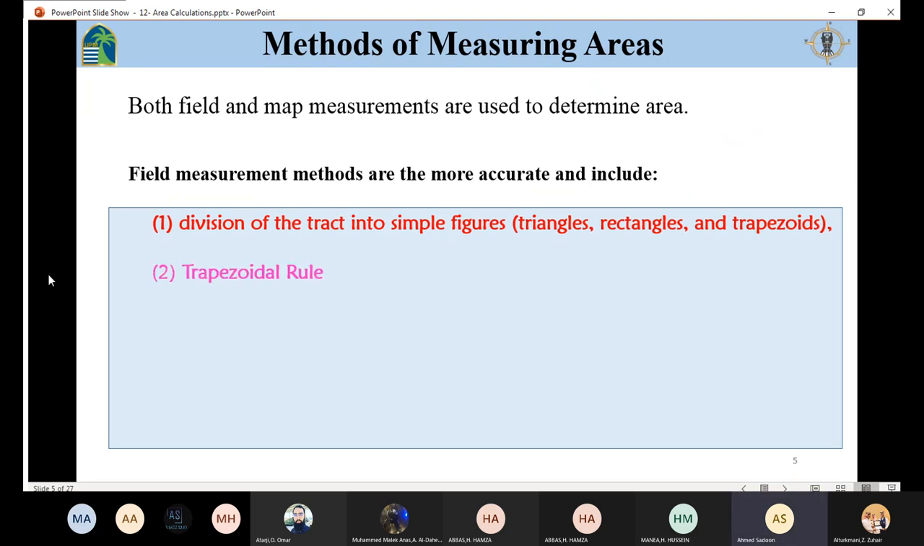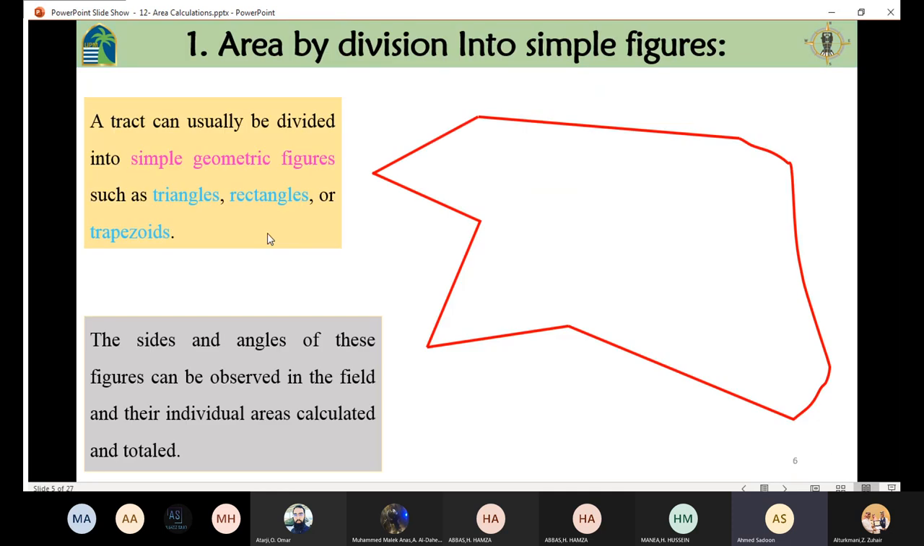Also, we could use the trapezoidal rule. We'll talk about this. Also, we could use the mid-ordinate rule. And also, we could use Simpson's rule. And finally, we could use the coordinates. I'm going to walk you through these methods. First, we're going to start with the area by division into simple figures. First method, I'm going to divide the area into simple figures.